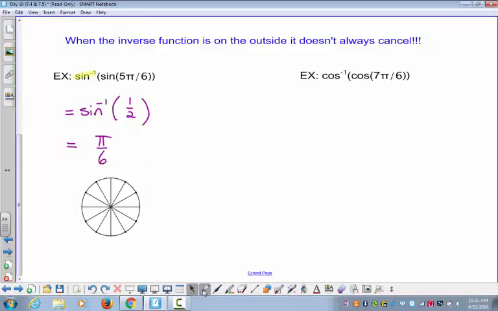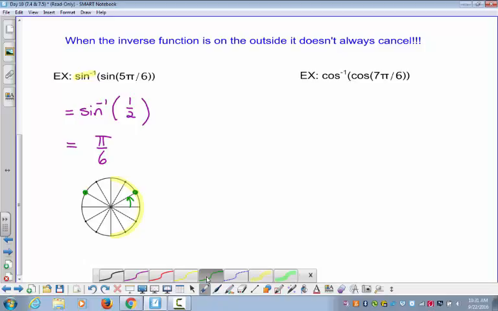And we know that inverse sine has got to be over here, and the angle that we started with, 5 pi over 6, is here. And if we jump across, this is where we ended up, right, as our final answer was 5 pi over 6. And that kind of symmetry will always be present.